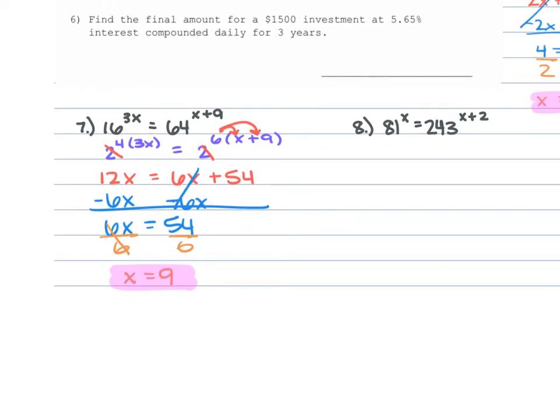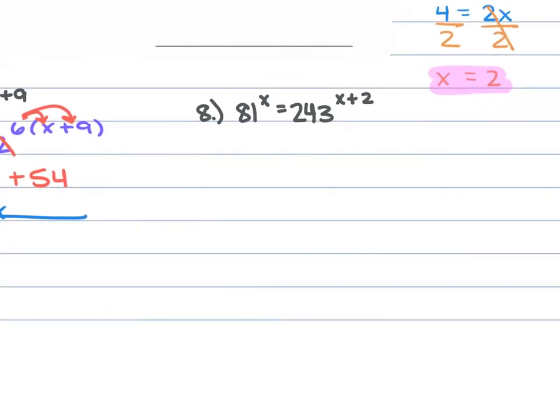For 8, we have 81 to the power of x is equal to 243 to the power of x plus 2. So this 81 is 3 to the 4th power. 243 is 3 to the 5th power. So we're going to multiply the 4 by x and the 5 by x plus 2.